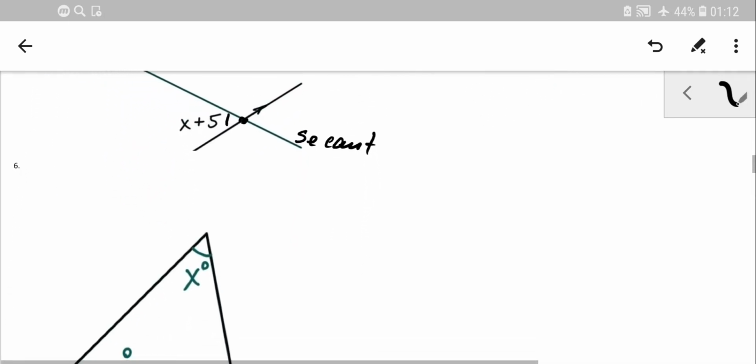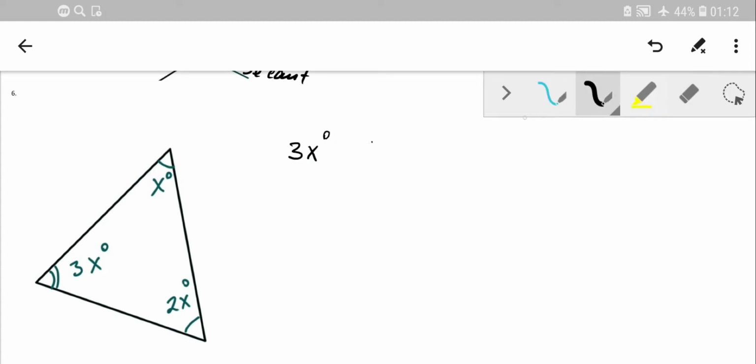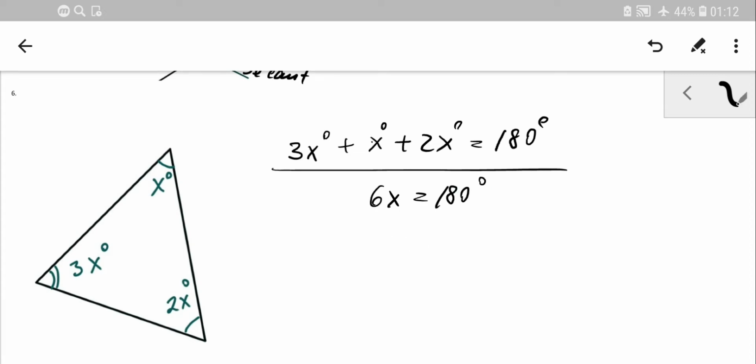Let's move next. Alright, problem number 6. 3 angles in a triangle. Well, we know we need to add them up, and hence we arrange 180 degrees according to the property of the sum of angles in the triangle. So we'll get 6x equals 180, so for each x, it's one sixth, so simply 30 degrees.